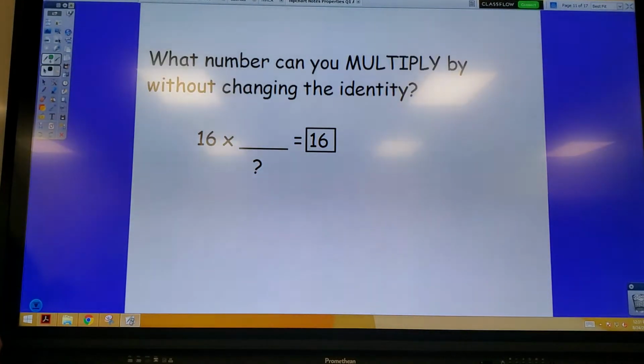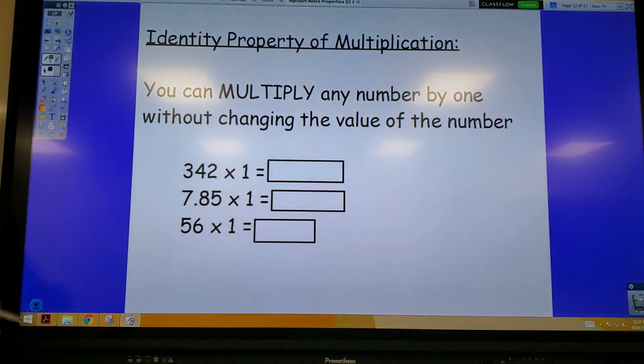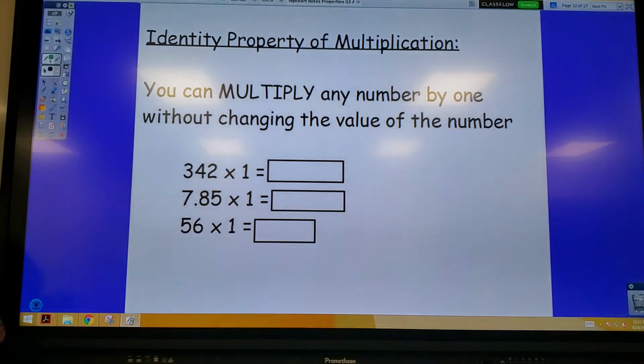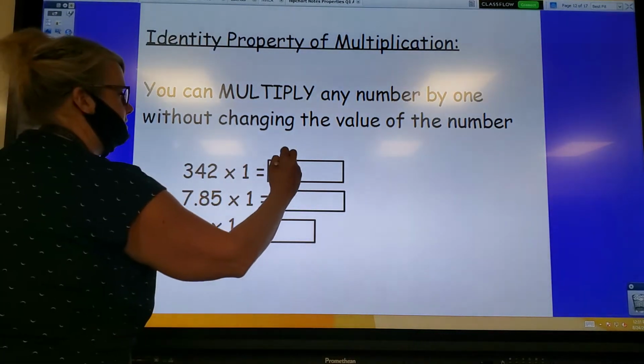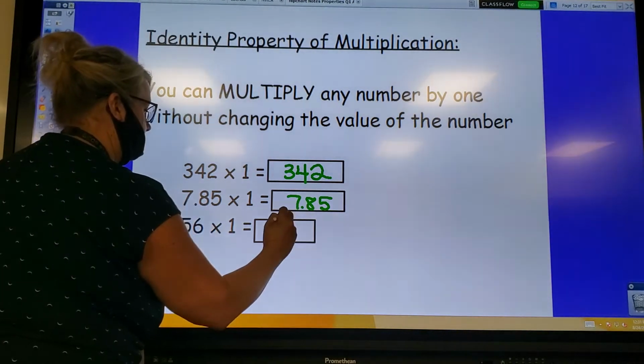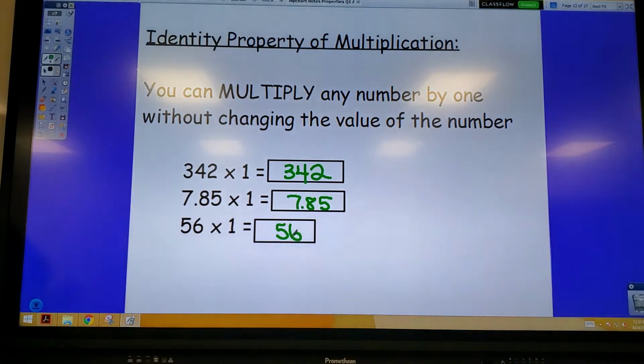So again, what number can you multiply by without changing the identity? You can multiply by 1. So here is that property. Identity property of multiplication says you can multiply any number by 1 without changing the value of the number. So I have some examples. Doesn't matter if it's a whole number, decimal number, fraction, negative number, big number, little number, doesn't matter. You multiply by 1, it stays exactly the same. Okay?